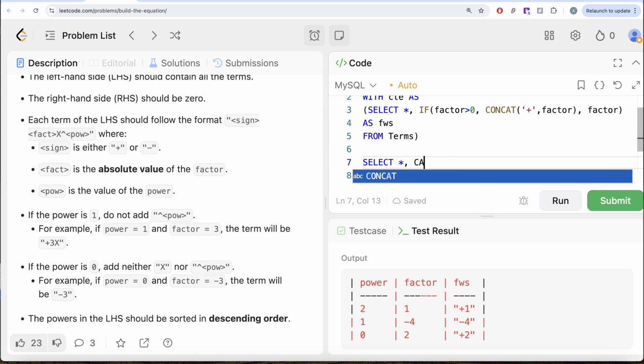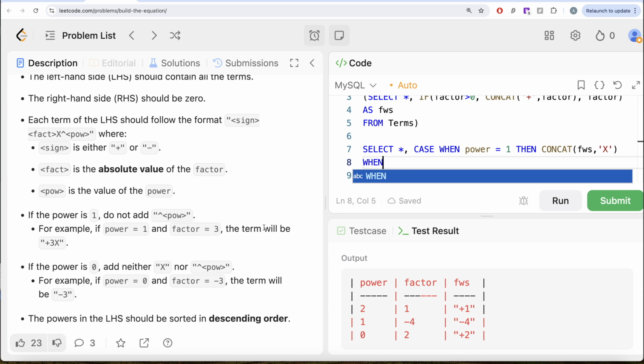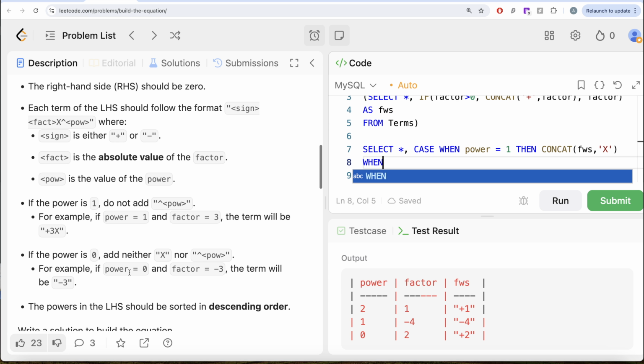So case when your power is equal to 1, then what you are basically doing is concatenate the factor with sign with only x. Now, what we need is, when your power is equal to 0, then you do not add either x or power.